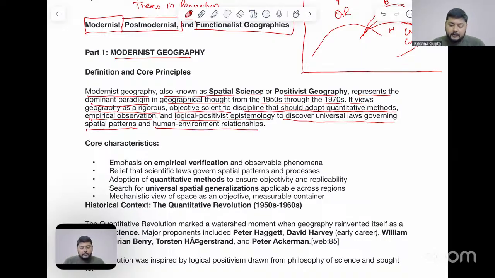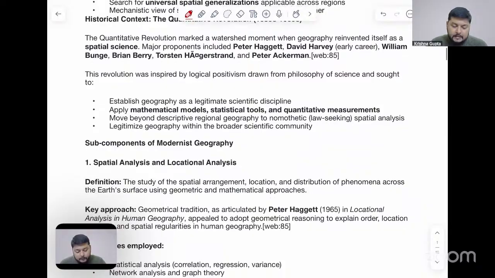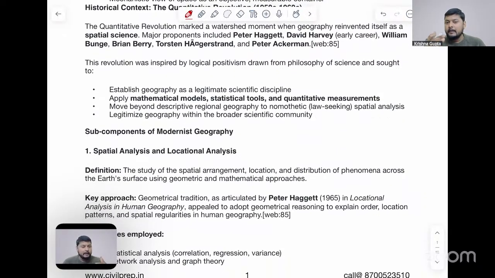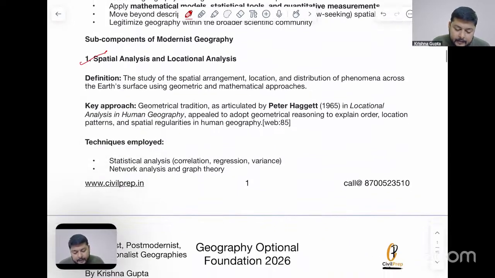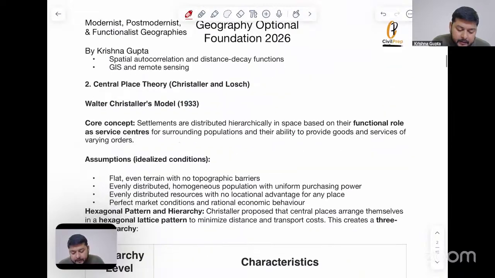We have already covered this. You can go to this lecture. It is present in your account section when you go to the lecture part. So we have covered the spatial analysis and locational analysis. We have already covered central place. This will be covered in the part of, we can say, the models, theories, and laws. Okay.